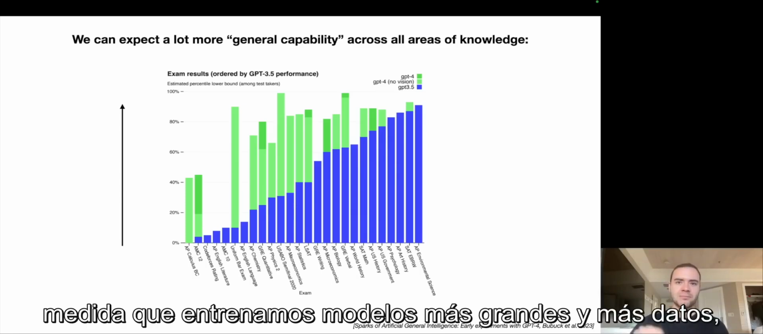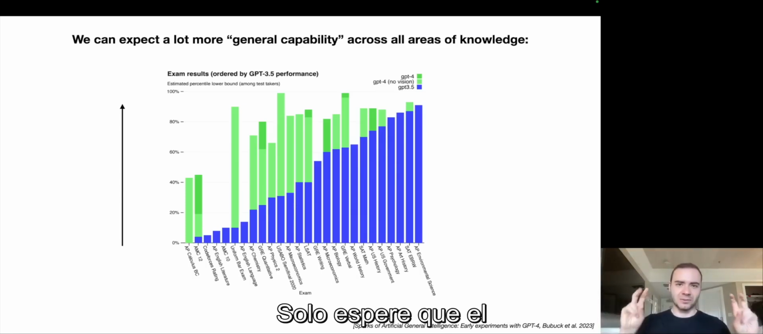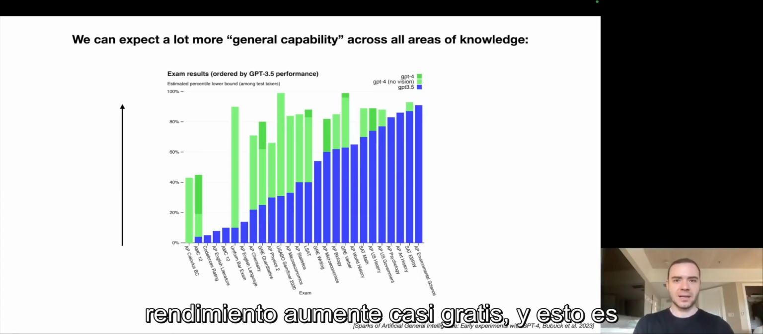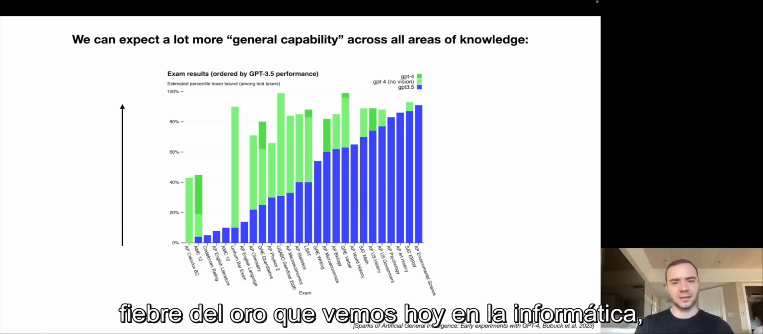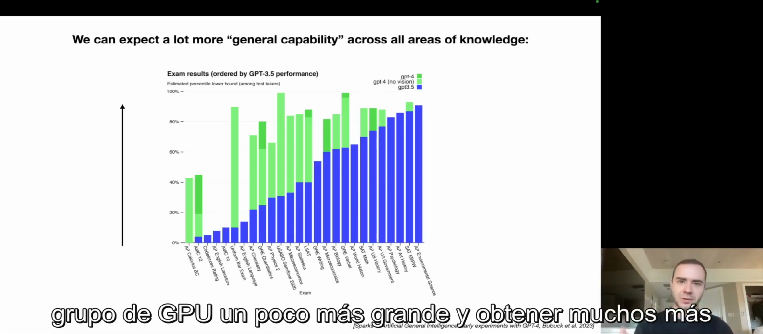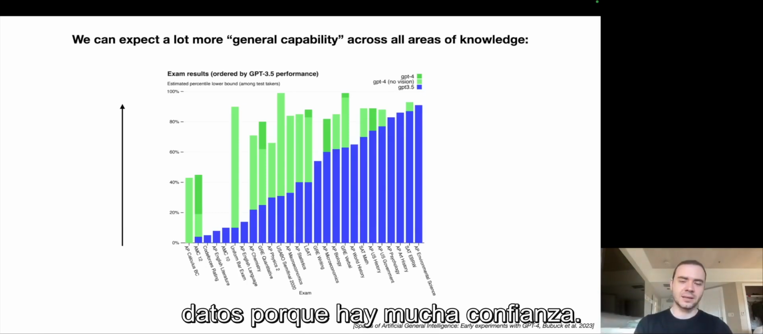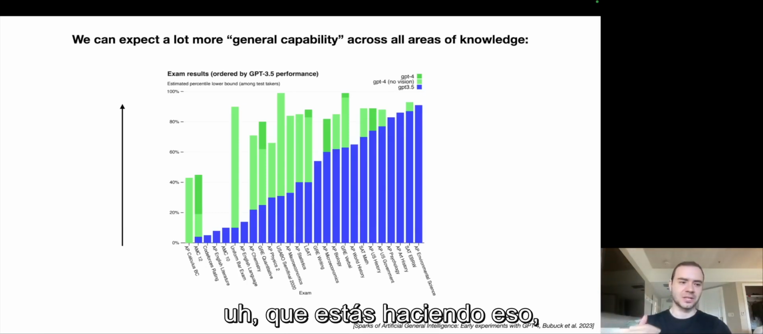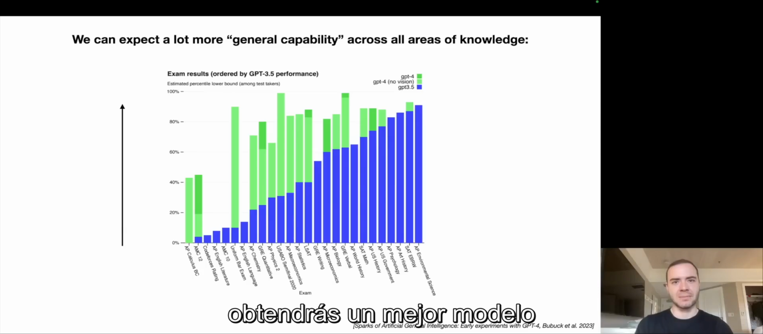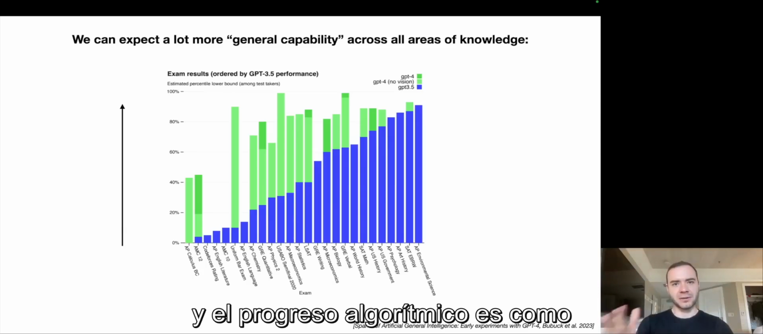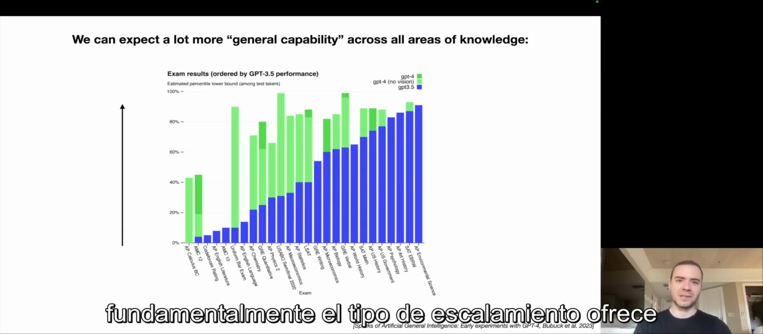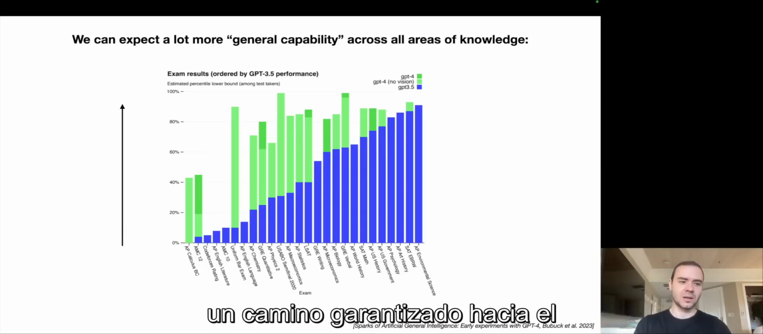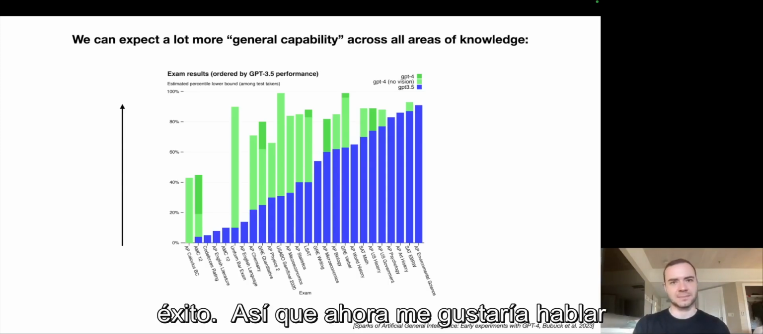And so as we train bigger models and more data, we just expect almost for free the performance to rise up. And so this is what's fundamentally driving the gold rush that we see today in computing, where everyone's just trying to get a bigger GPU cluster, get a lot more data, because there's a lot of confidence that you're going to obtain a better model. And algorithmic progress is kind of like a nice bonus, and a lot of these organizations invest a lot into it. But fundamentally, the scaling offers one guaranteed path to success.